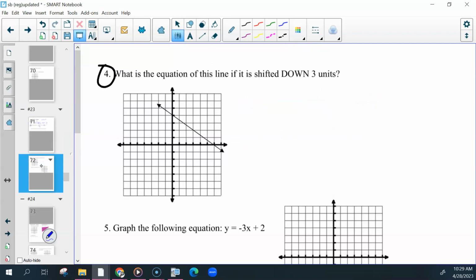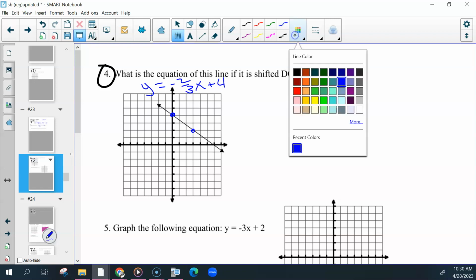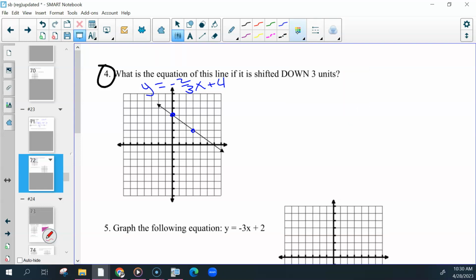And then number 4, what is this equation if it's shifted down 3? So I would say find the equation of this line first. The y-intercept is at 4. The slope looks like it's down to right 3. So if it's shifted down 3, the y-intercept is going to change, but the slope is going to stay the same.